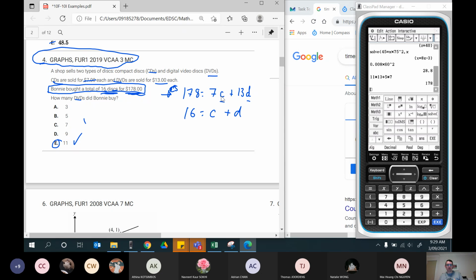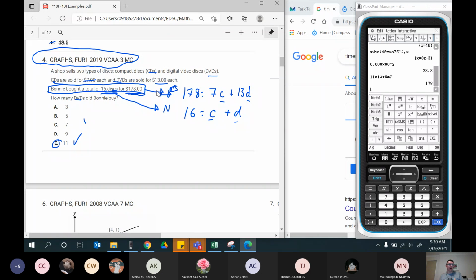where $7 times the number of CDs plus $13 times the number of DVDs. And this is, I suppose, the number I bought. I bought 16 discs, which is comprised of CDs and DVDs. And I always struggle with these ones because I can only see one equation.